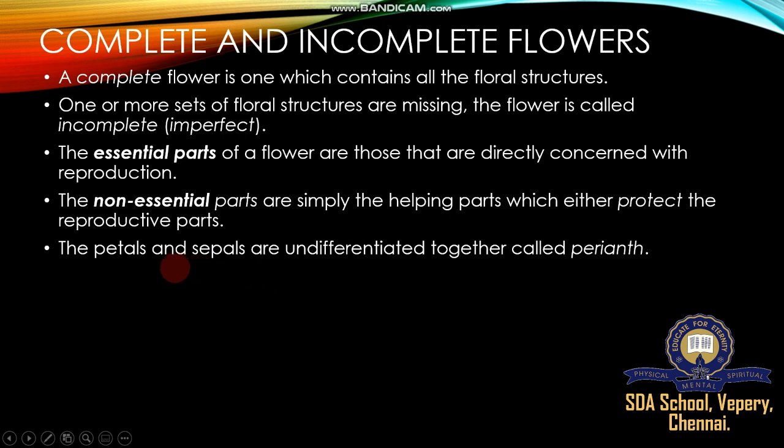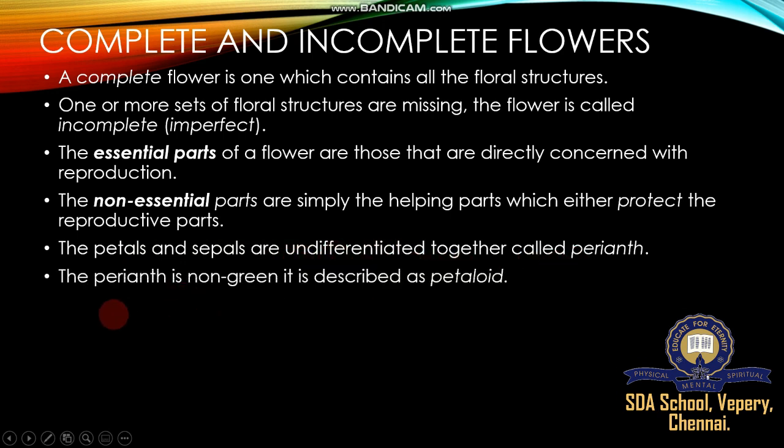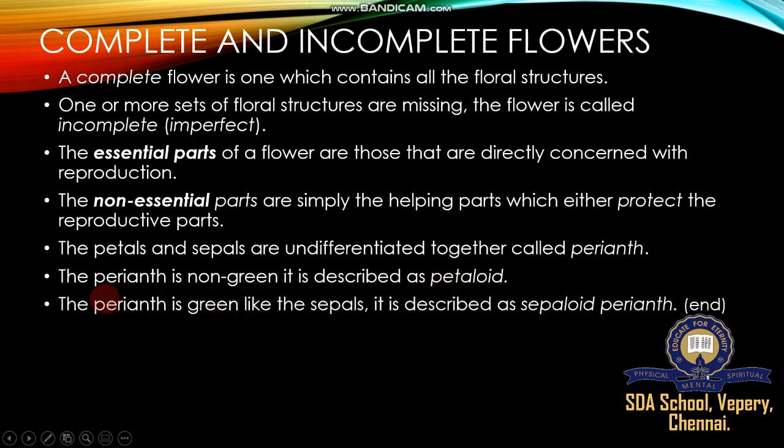Sometimes the calyx and corolla, or petals and sepals, do not differentiate, and are called undifferentiated or perianth. If the perianth is non-green, it is described as petaloid. In some plants this non-green colored perianth is called petaloid, petal-like. If the perianth is green like the sepals, it is described as a sepaloid perianth. Sepaloid perianth means the sepals are usually attractive.